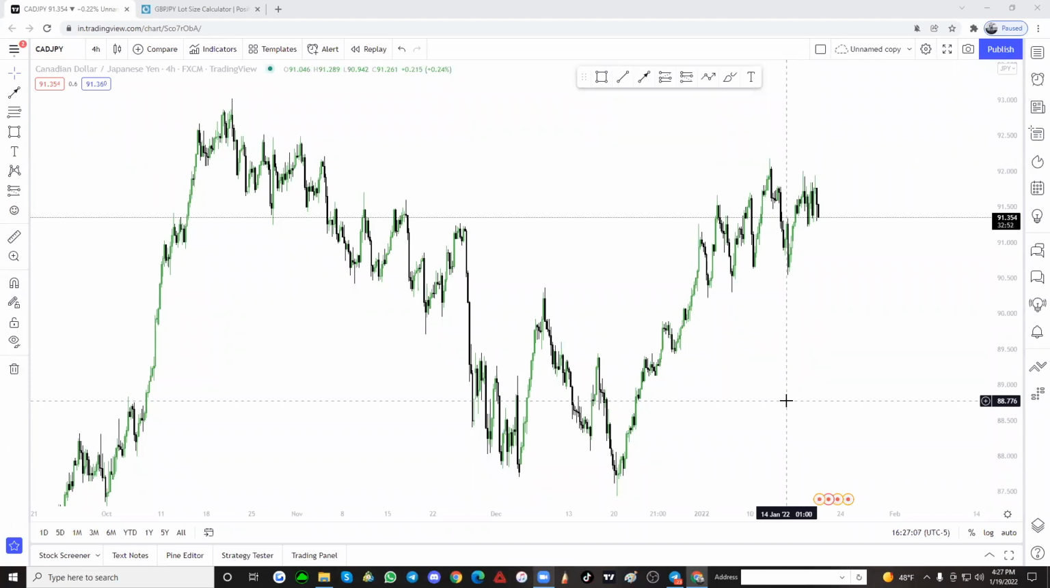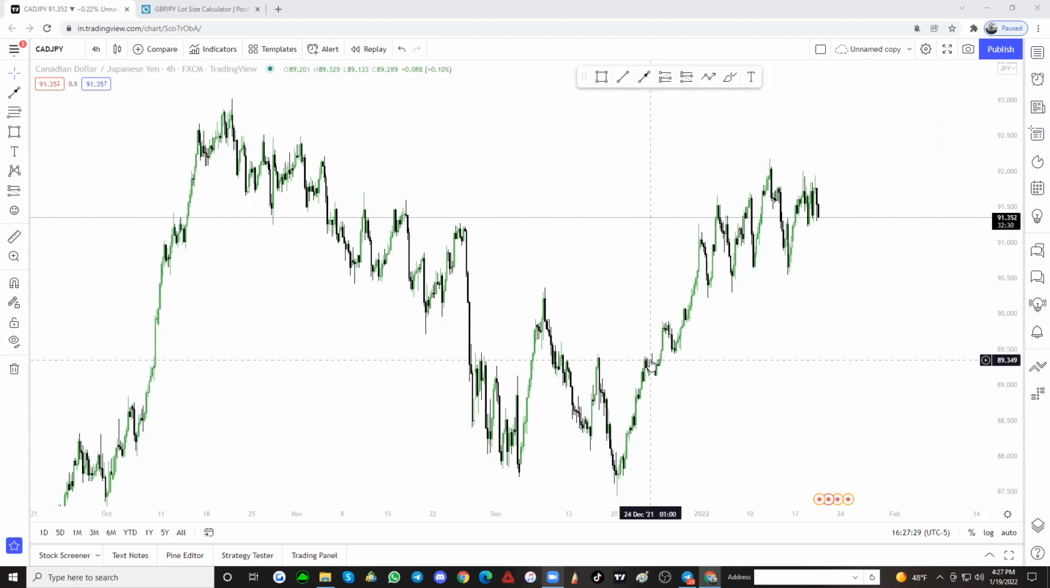In this video, we're going to be talking about how to pick the perfect area, how to pick the perfect entry and really pinpoint the market right to the pip. How to pick that perfect point of interest to actually get those large RR moves, those 1 to 50s, those 1 to 60s. Spoiler alert, there is none. There is no perfect entry.